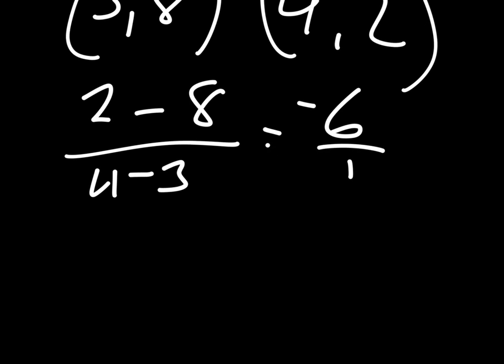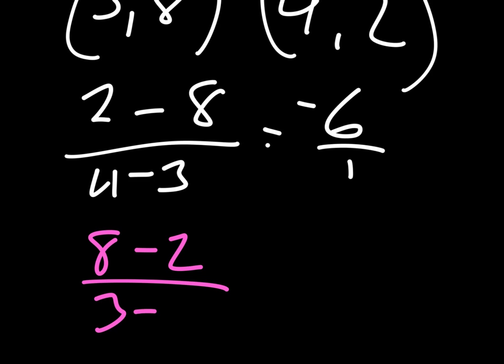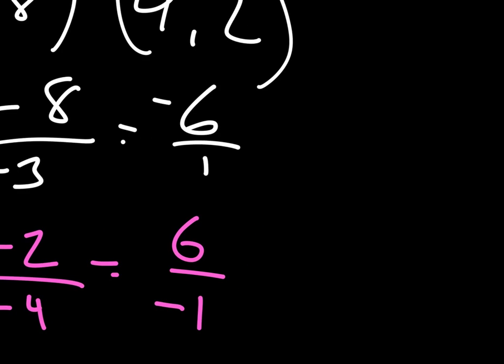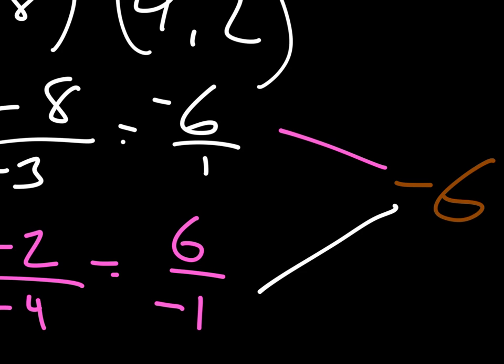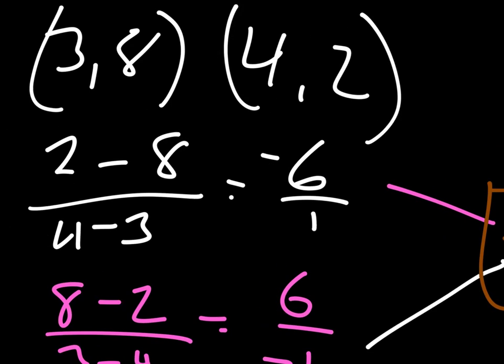Let's do it the other way. 8 minus 2 over 3 minus 4. 8 minus 2 is 6, divided by 3 minus 4 gives us negative 1. Guess what? This and this both equal negative 6. Therefore, our slope would be negative 6.